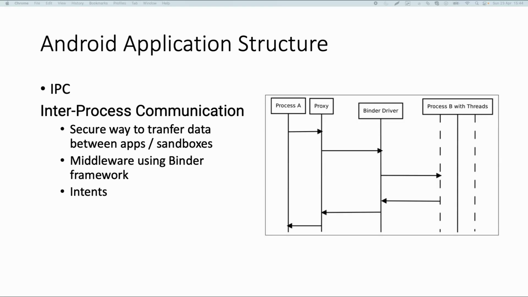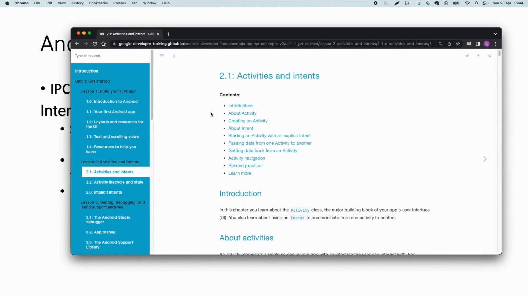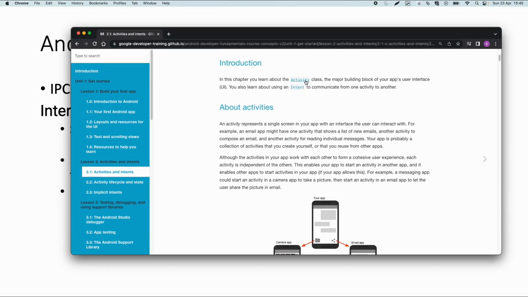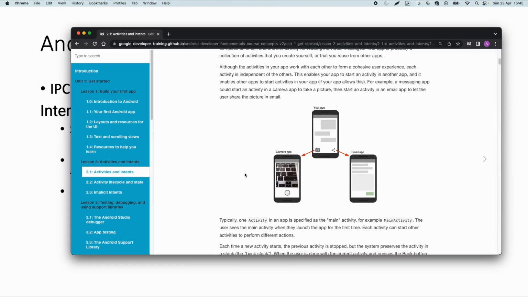And the last topic, intents, are also important. An intent is linked to an activity, as we saw in the previous section about the different Android components. So if we look into this explanation from a Google Android training, you can see an activity class is the major building block of your app's user interface. And an intent is used to communicate from one activity to another. So with an intent, you can share activities between app components, but you can also share the activities between different apps. So that's interesting to know about intents.